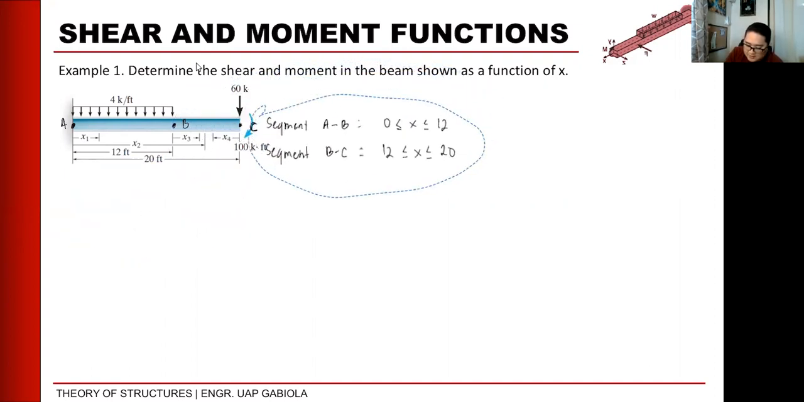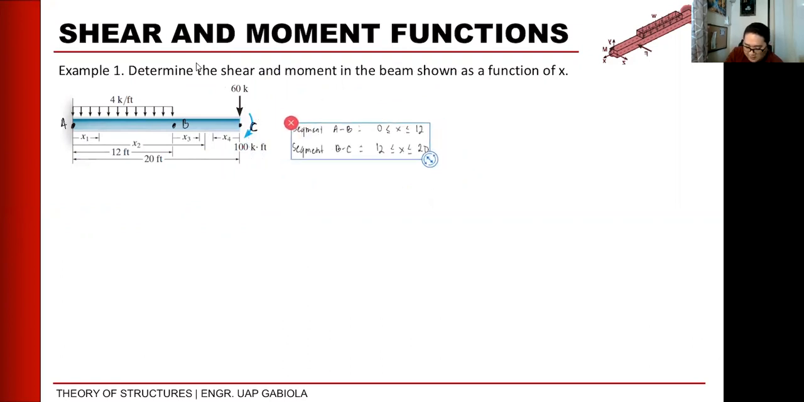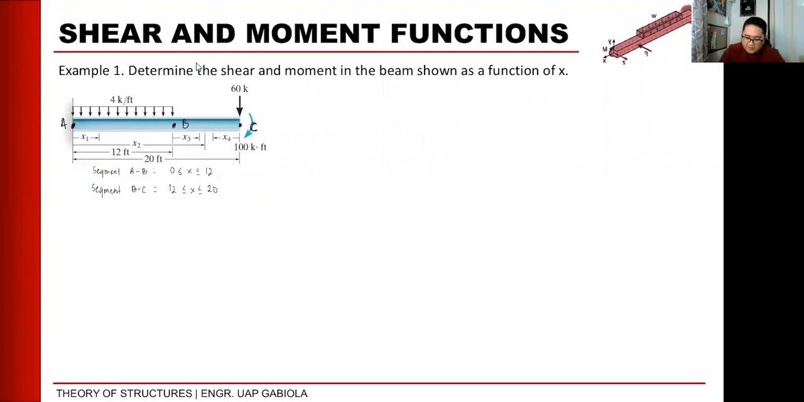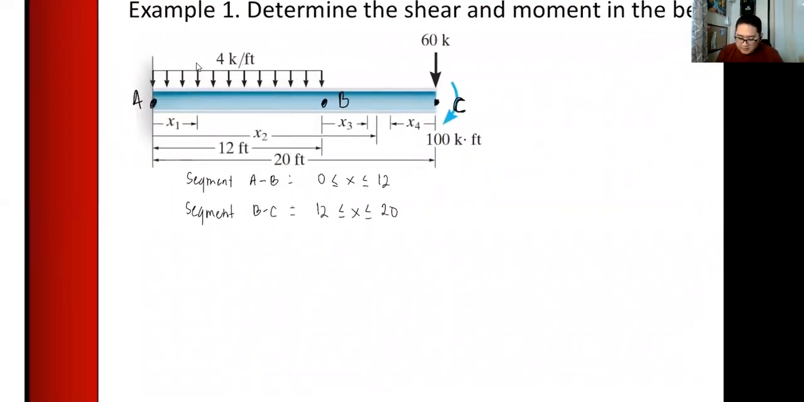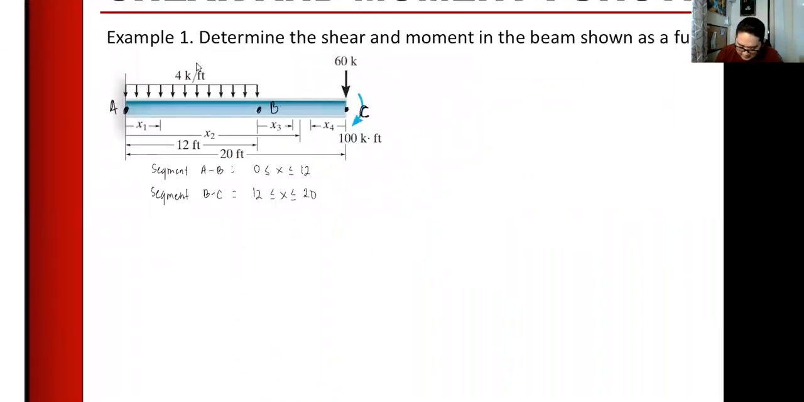Okay? So ito is paliitin ko lang, no? Para hindi siya masyado sagabal sa atin. Okay? Yung first one is calculate natin yung support reaction. So, gagawin natin, kailangan natin ng free body diagram. Okay? So, we have here yung ating beam. Okay? And then, as support reaction, we have a fixed beam. So, tatlong reaction yan, no? So, we have yung AY, AX, and moment at A.